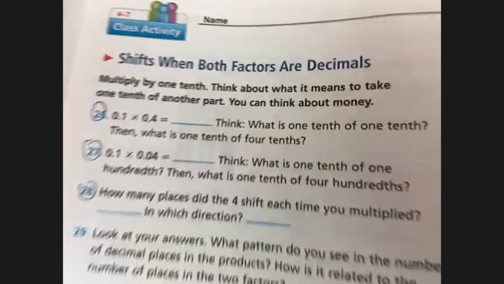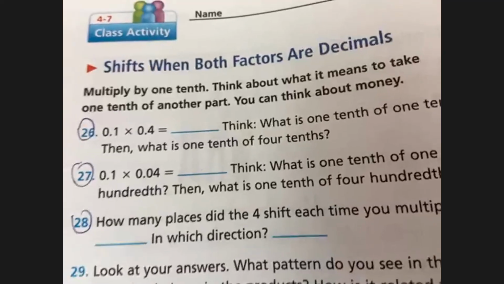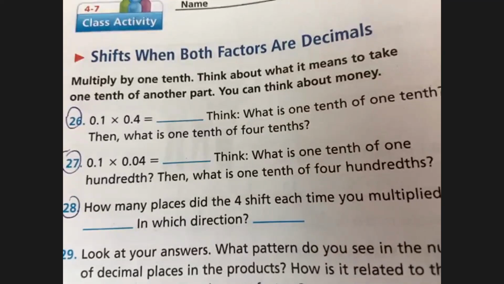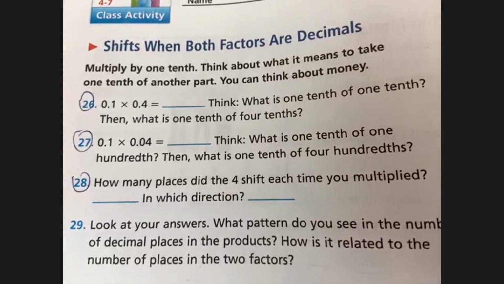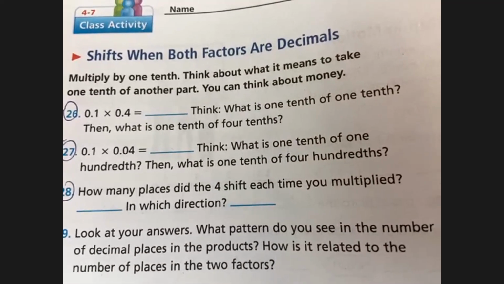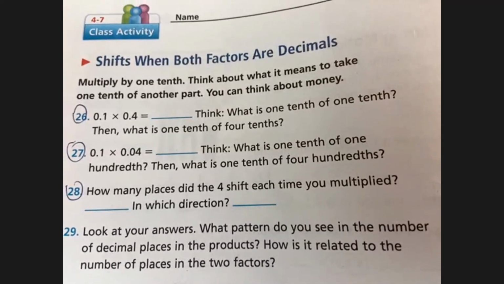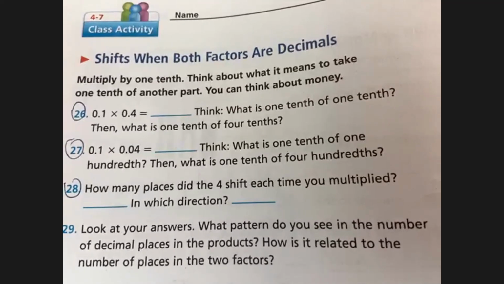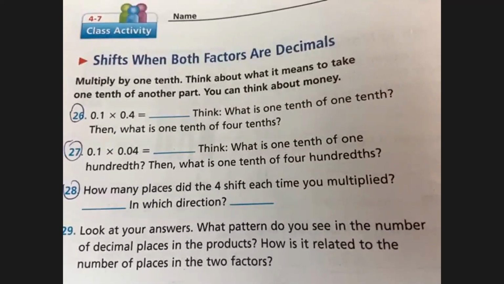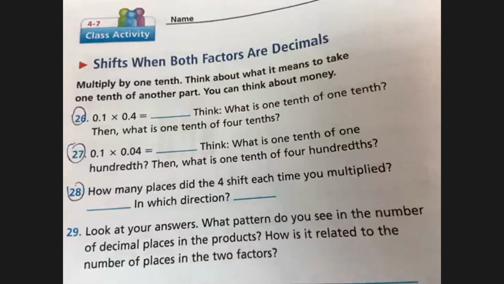I think we're going to come back to that. I want to go through other ones, making sure you guys get some of these concepts down. Okay, let's look at 26, 27, 28. So 26 is 1/10 times 4/10. What is 1/10 of 1/10? Then what is 1/10 of 4/10? So think about that. This is the shift when both numbers are decimals.